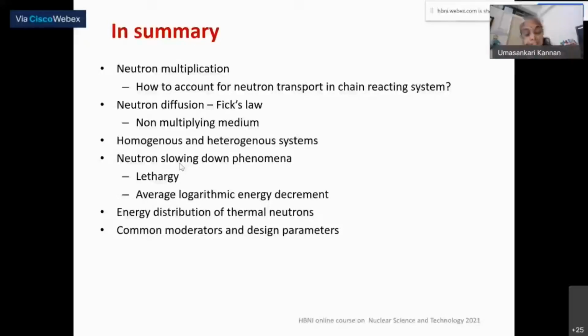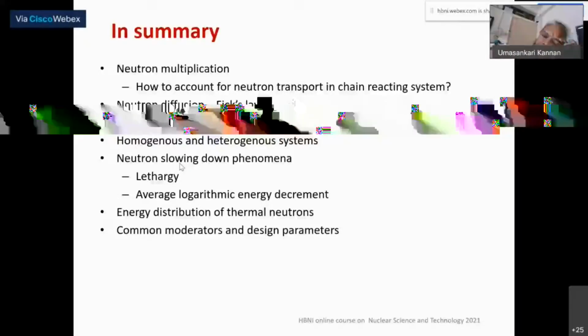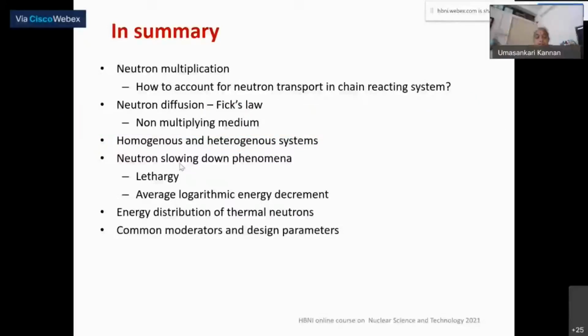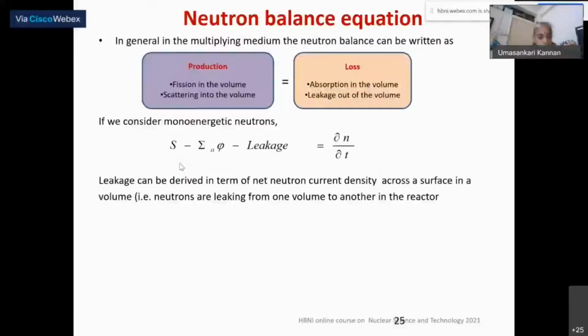Then we saw the energy distribution and the most probable velocity of the thermal neutron. We also saw some design parameters for common moderators, and we saw that natural uranium and heavy water is a combination which can make the reactor critical. We also saw what criticality is, that there is a perfect balance between the production mechanisms and the loss mechanisms. So tomorrow, or in the next class, I will be starting with this balance equation, which we will try to develop for a simple system. So I hope it is clear today. I stop with this.